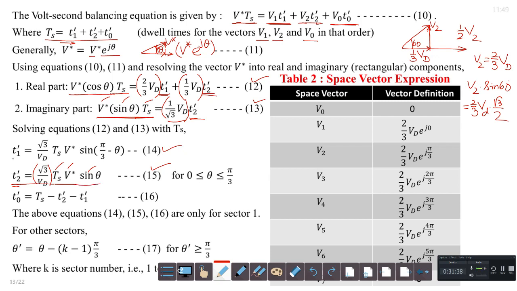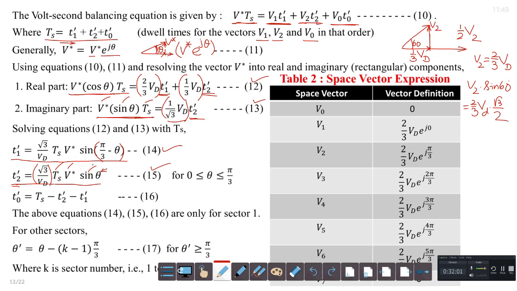We can apply the same thing for time duration T1 dash. The only thing is, angle theta has to be replaced by pi by 3 minus theta, because V1 is at an angle of 60 degrees with V2. T2 dash comes for V2 and V1 will lead to T1 dash. So, for T1 dash, V1 is at an angle of 60 degrees.